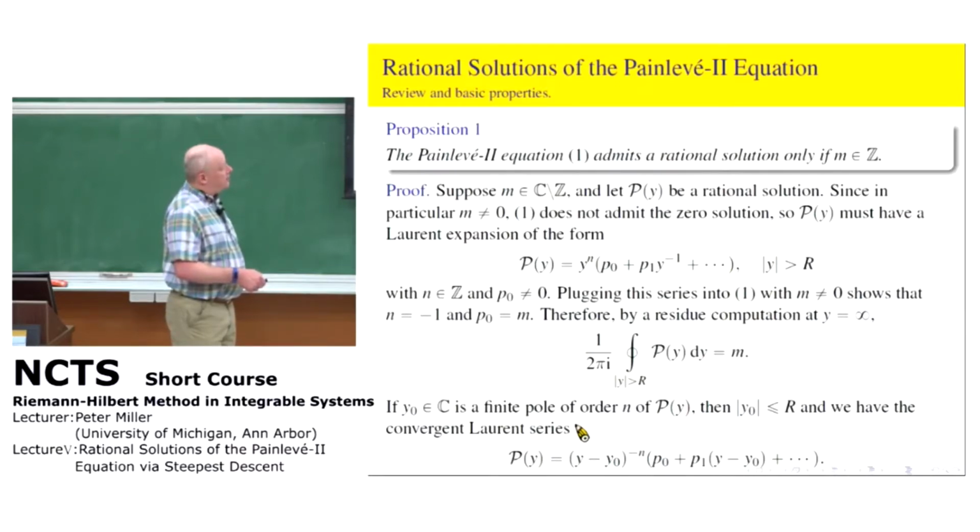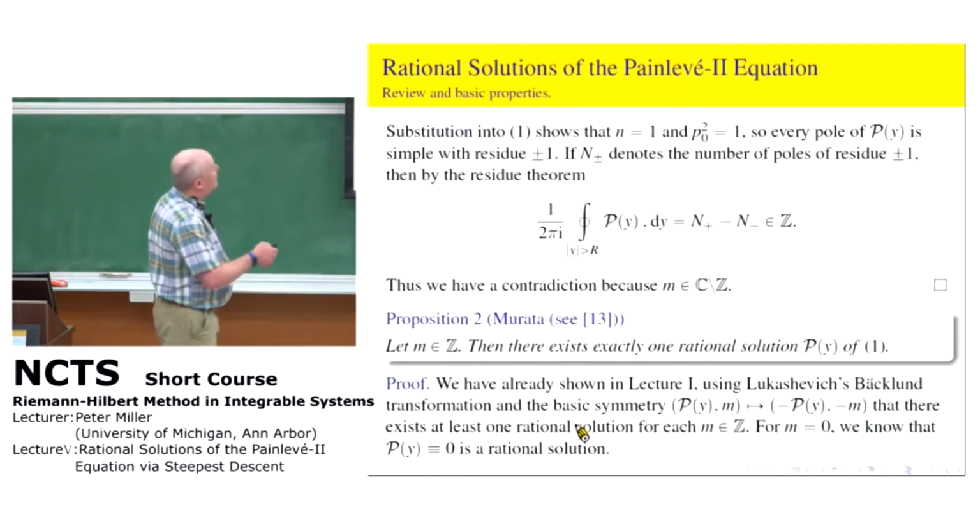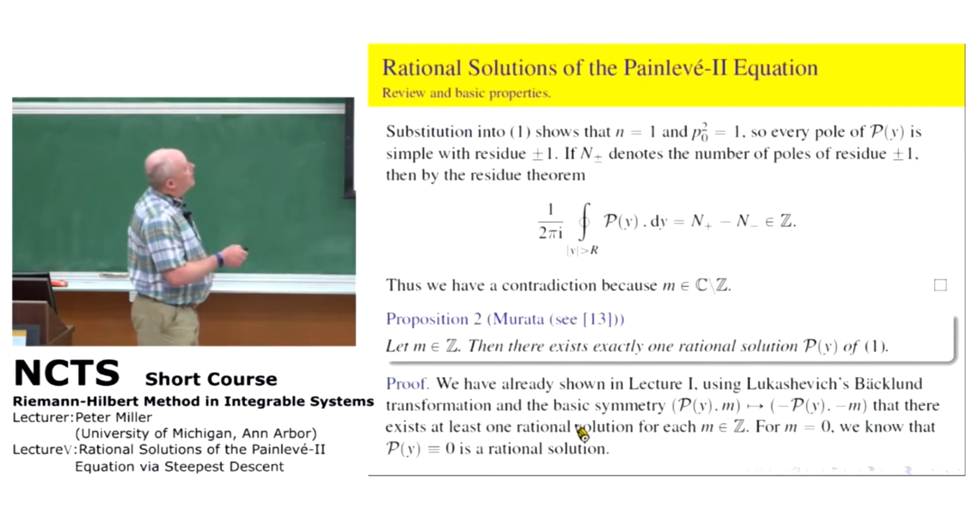So this is the order of the pole, right, n, and then we have again some p0, p1, and so on, and this p0 should not be 0. So then you plug that into the differential equation, and you find out that the n has to be 1, so the pole has to be simple. And p0 squared also has to be 1, so the residue is either plus or minus 1, okay?